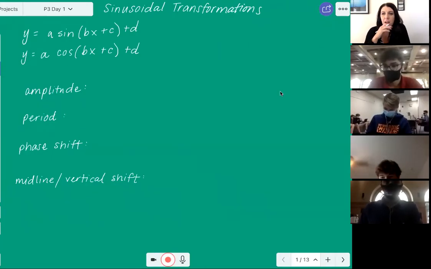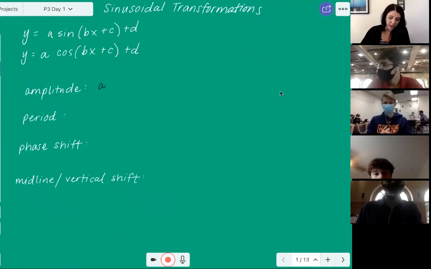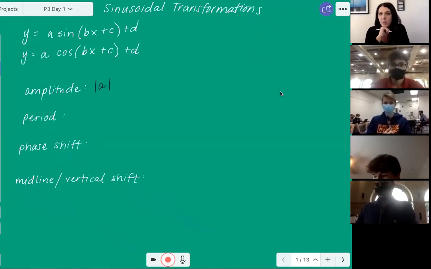So we're finding our sinusoidal transformations. We've got y equals a sine of bx plus c plus d, or y equals a cosine of bx plus c plus d. And then we're looking at how to find amplitude, period, phase shift, and the midline or the vertical shift. So amplitude is the absolute value of A. That's how we find the amplitude, the absolute value of A.